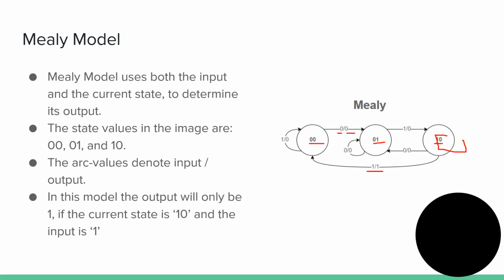So Mealy machine models are best used for circuits that use their current state as an input, along with actual inputs to determine what the output will be, and it also determines what the next state will be.